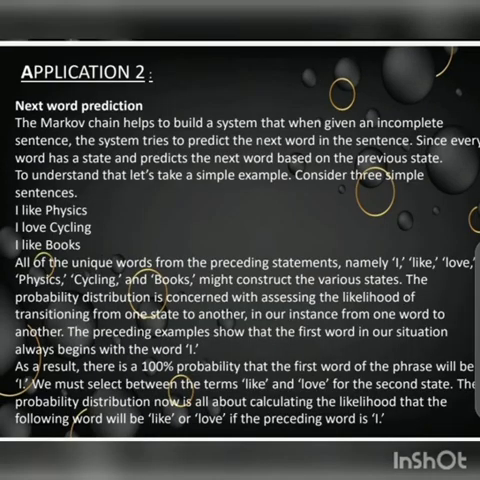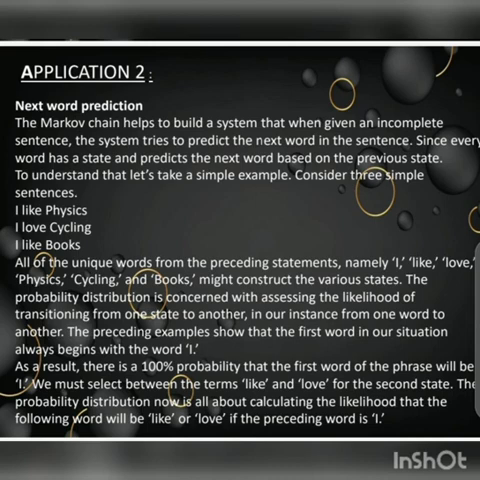Second application, next word prediction. The Markov chain helps to build a system that, when given an incomplete sentence, tries to predict the next word in the sentence. Every word has a state, and the system predicts the next word based on the previous states. To understand that, let's take a simple example.